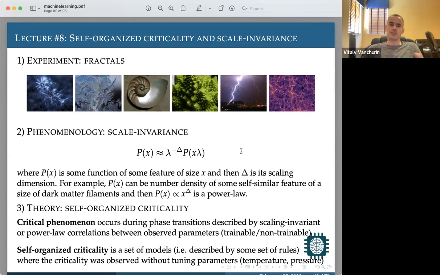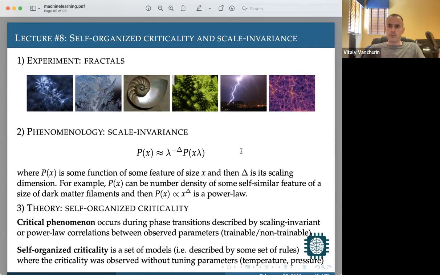Scale invariance is the phenomenon that we observe, and a theoretical explanation that people thought is valid is self-organized criticality. So let me first explain to you what those phenomena are, and then we'll dig into the learning theory and see how similar things can emerge from learning. Okay, so experimental facts: we see fractals everywhere, self-similar structures that appear at different scales.